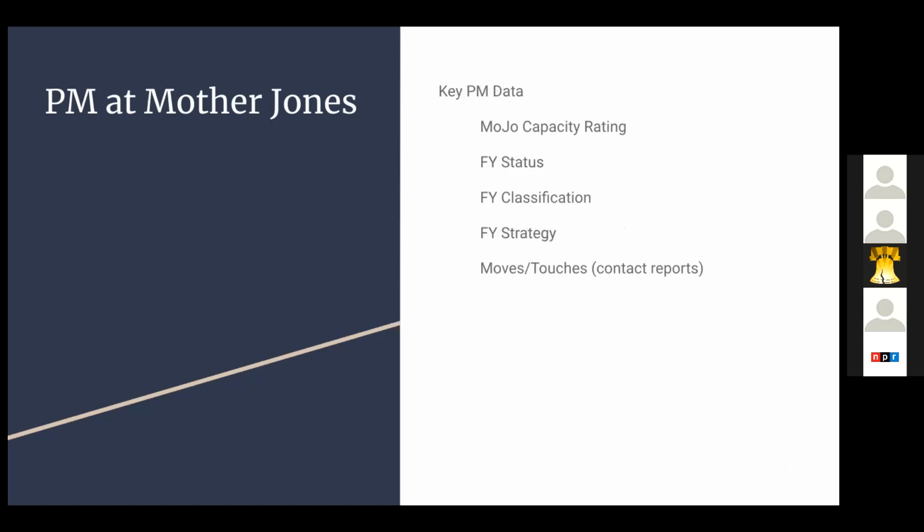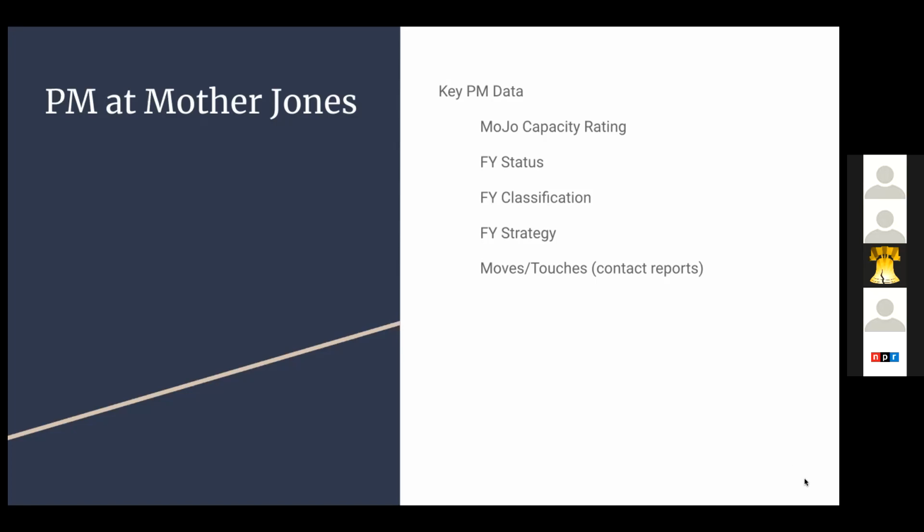So our key data, this is the data that basically, there's more, but this is really the essence of our prospect management system. We need a capacity rating on everybody. I'll explain in the next slide what status and classification are. You've got to have a strategy. We do fiscal year strategies. So every single assigned prospect in a portfolio has a handwritten strategy by the gift officer working with research for the fiscal year. Super, super helpful.